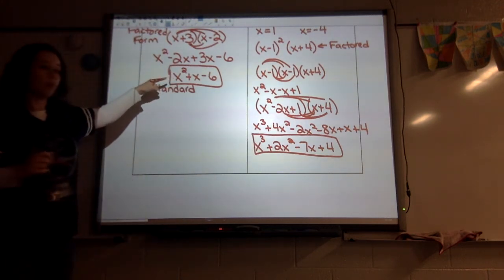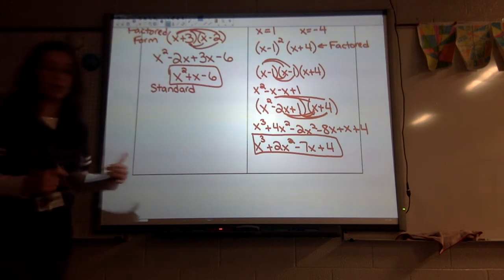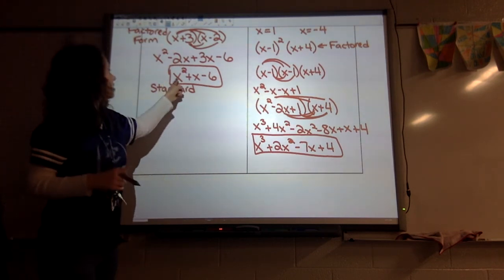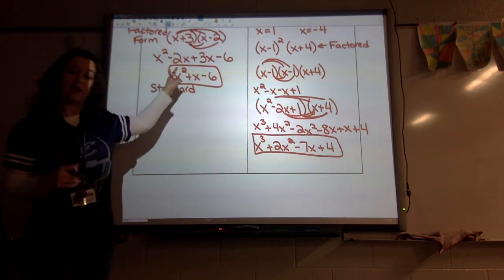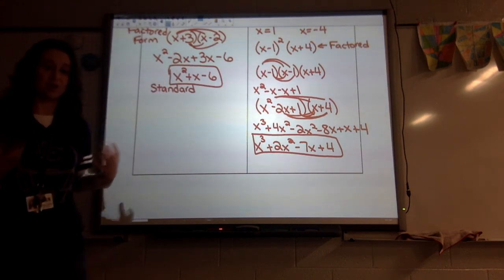Over here on example A, I just got 2 answers. Okay, you had a negative 3 and a 2. That was it. So by the time you distribute it all out, you just had an x squared, a quadratic. Okay, so that's why you're getting an x squared versus an x cubed.